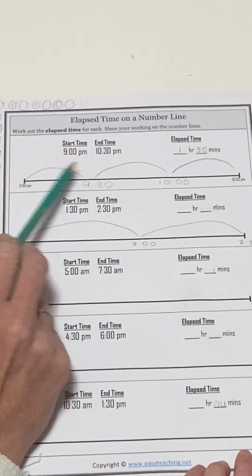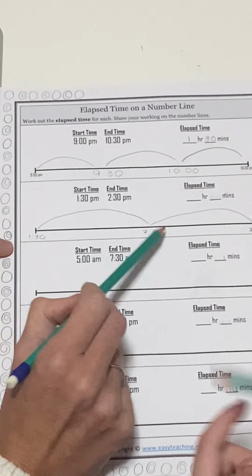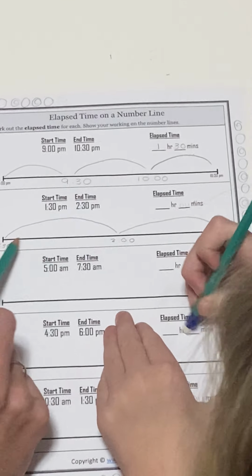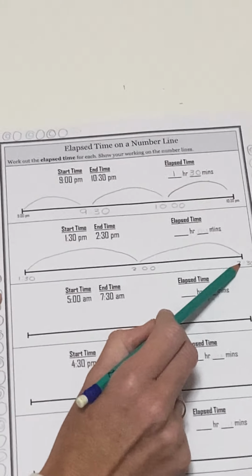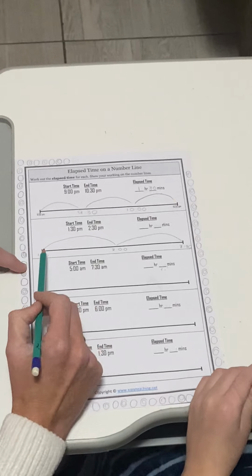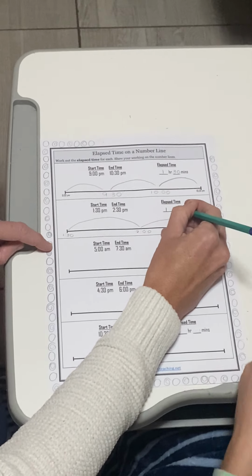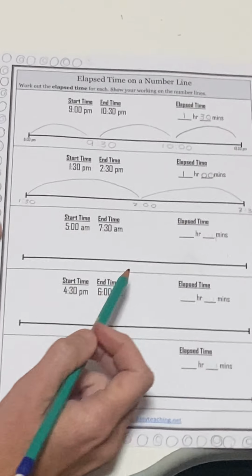Boys and girls, don't be alarmed if you see that's a small jump and that's a big jump. They are both 30 minutes. It's what you write underneath that counts. So 1:30 to 2 is 30 minutes, and 2 to 2:30 is half an hour. So in total it's an hour. So 1 hour and no minutes. So it was an hour between 1:30 and 2:30.